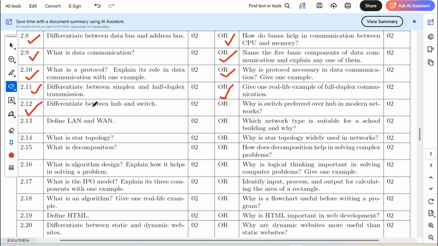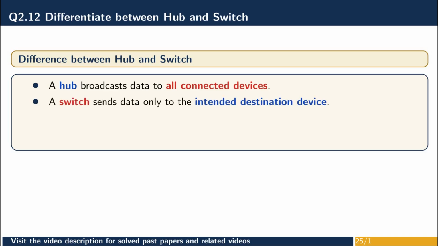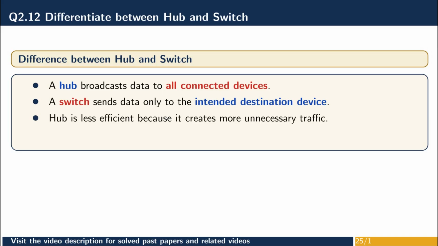Question number 2.12. Differentiate between hub and switch. A hub broadcasts data to all connected devices. A switch sends data only to the intended destination devices. Hub is less efficient because it creates more unnecessary traffic. Switch is more efficient and improves network performance.